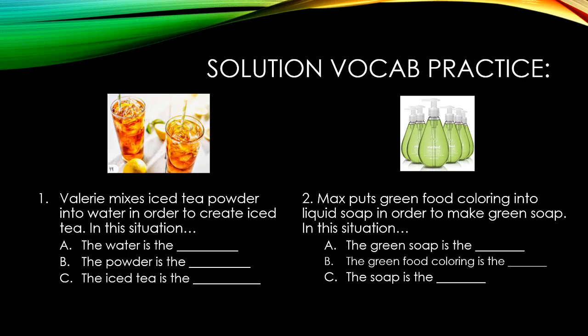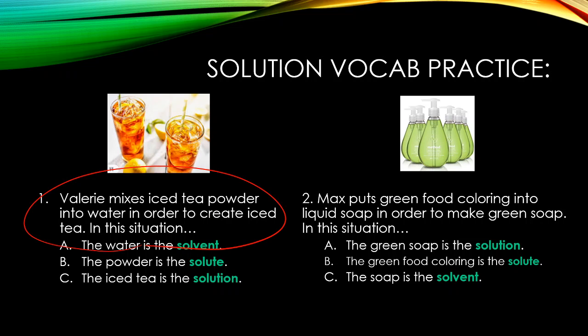I am now assuming that you have answered these questions. You're unpausing the video because here are the answers. Hopefully that's some good practice. In this case, Valerie mixes iced tea powder into water in order to create iced tea. In this situation, the water is the solvent, the powder is the solute, and the iced tea is the solution.